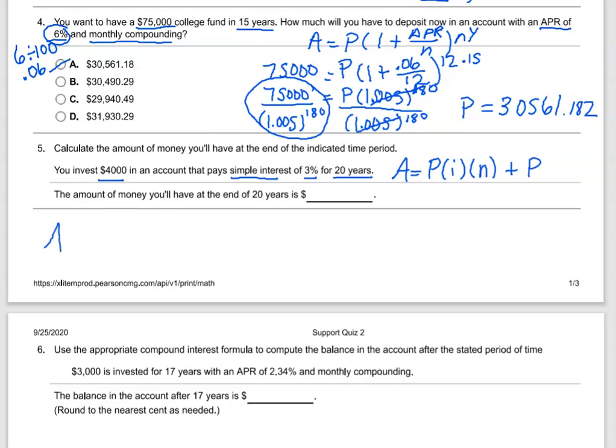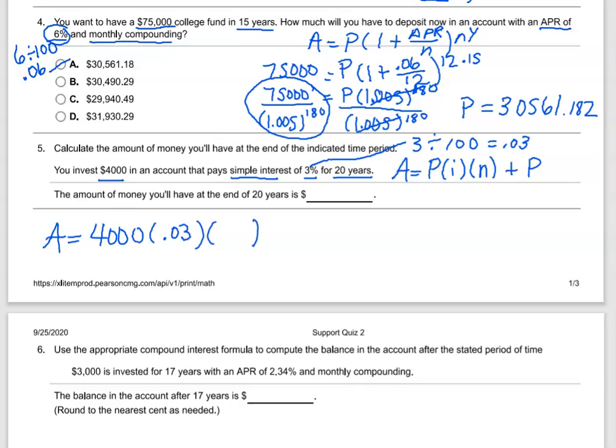Okay. So my amount is my principal. I'm putting $4,000 in the bank. The amount of interest they said was 3%. I said, please do not ever put the percent. You need to put the decimal. So you need to divide by 100 and make that 0.03.